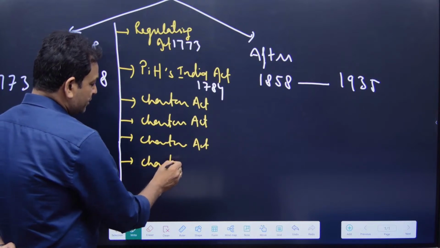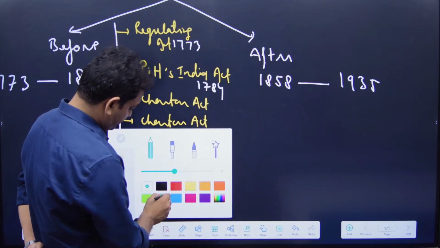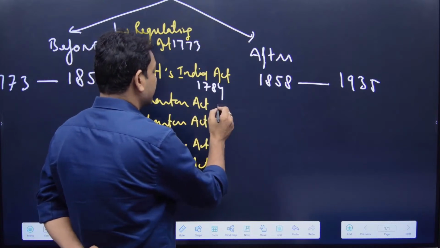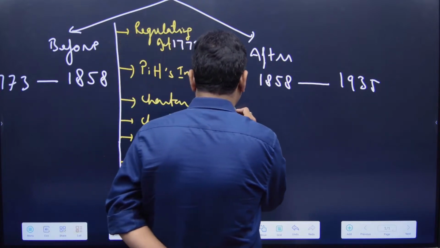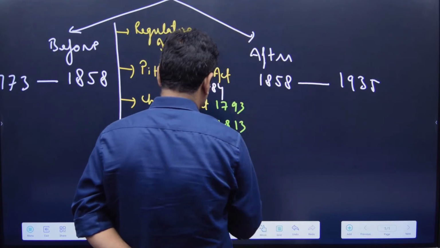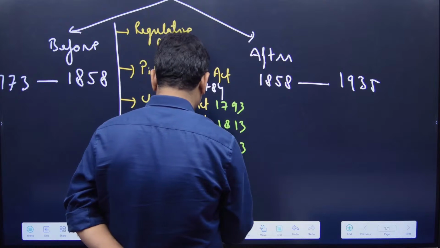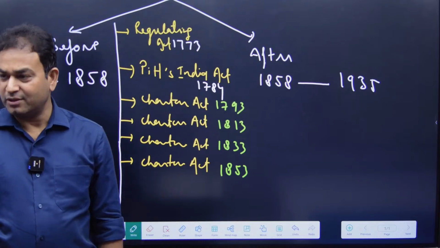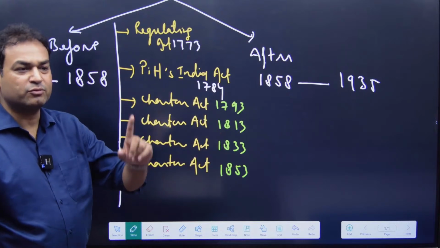प्री में पूछा जाता है कितने चार्टर एक्ट पास किए गए थे? 4. कौन कौन से? चार्टर एक्ट 1793, चार्टर एक्ट 1813, चार्टर एक्ट 1833, चार्टर एक्ट 1853. The term of a charter was 20 years, and after every 20 years a charter was enacted by the British Parliament.